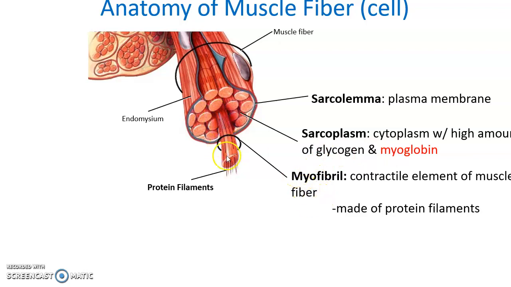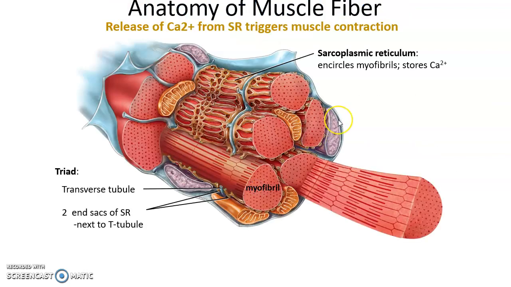And then, of course, as I already mentioned, these long protein rods that go the length of the muscle fiber are called the myofibrils, and they contract, they get shorter in order to make the muscle get shorter, and they're composed of protein filaments. Here's another view of a muscle fiber. We see some additional special structures for skeletal muscle cells. There are these tubes shown in blue, going through the width of the muscle fiber. Those are called transverse tubules.